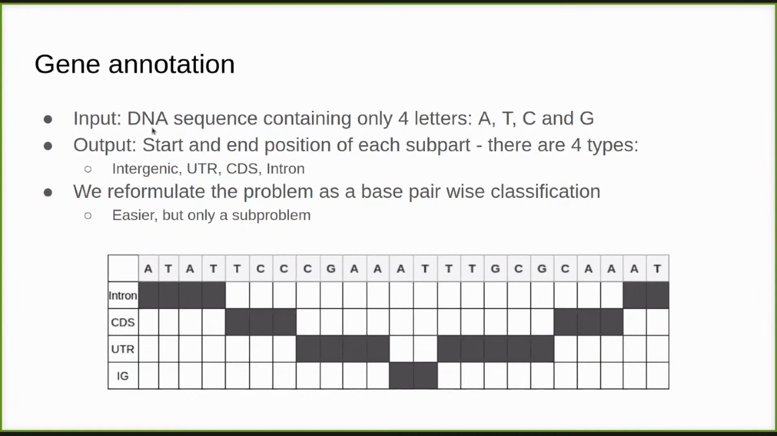DNA is a very, very long sequence consisting of letters, and you annotate basically 4 different kinds of continuous substructures. And we do this as a base pairwise classification. So basically for every letter we classify if it's one of the 4. And this is easier, but also only a subproblem.